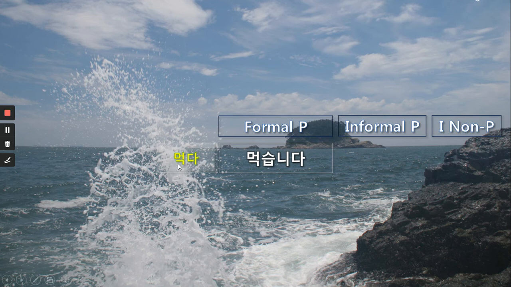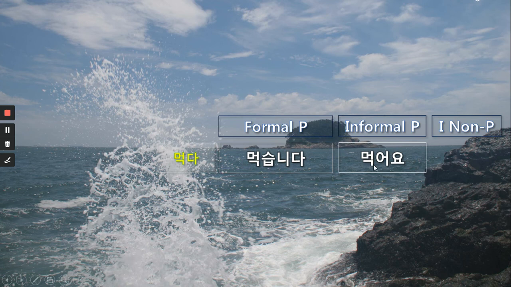Okay, so 먹다, 먹 받침, and dark vowel, so no change. 먹어요. Okay, and last one. This is informal, non-polite. So when you talk with your friend, we use these final endings. And as I said, this is 반말. 반말 means half language. So when we remove 요, you can use it.